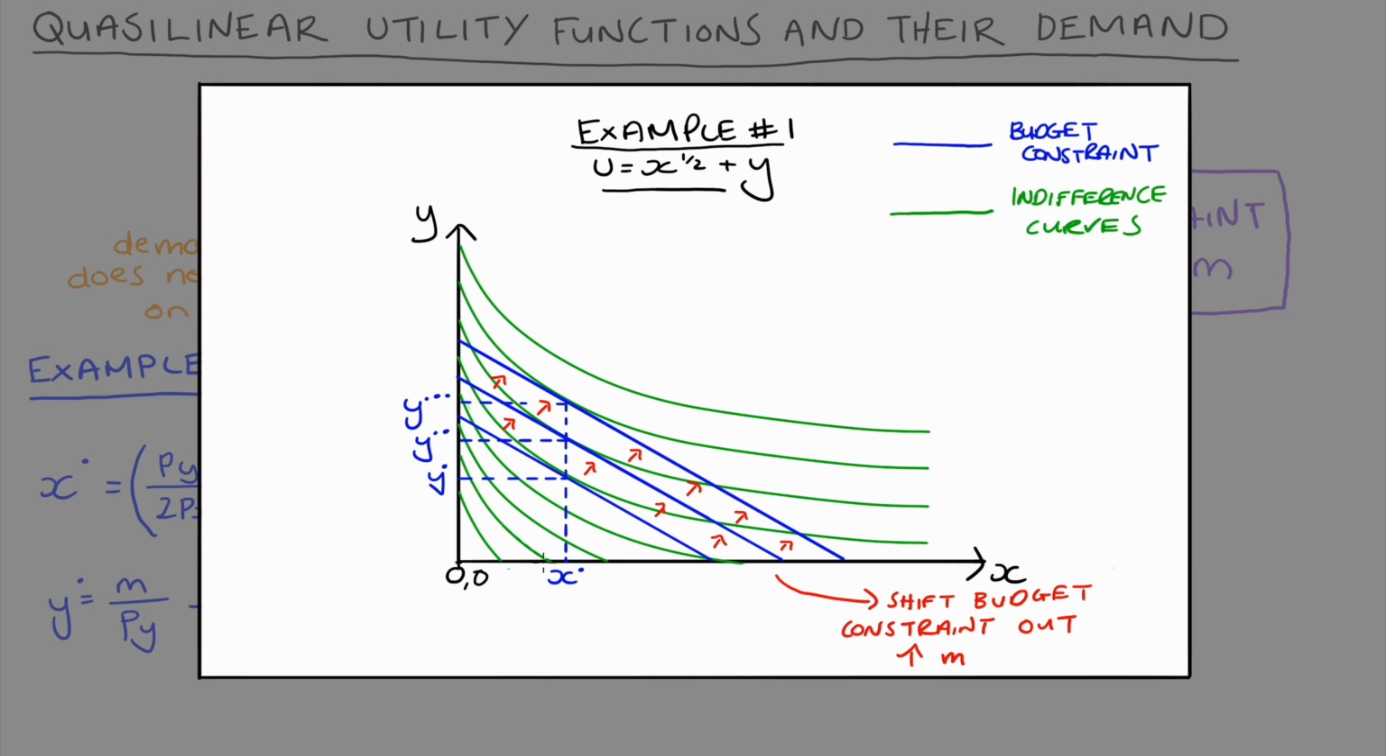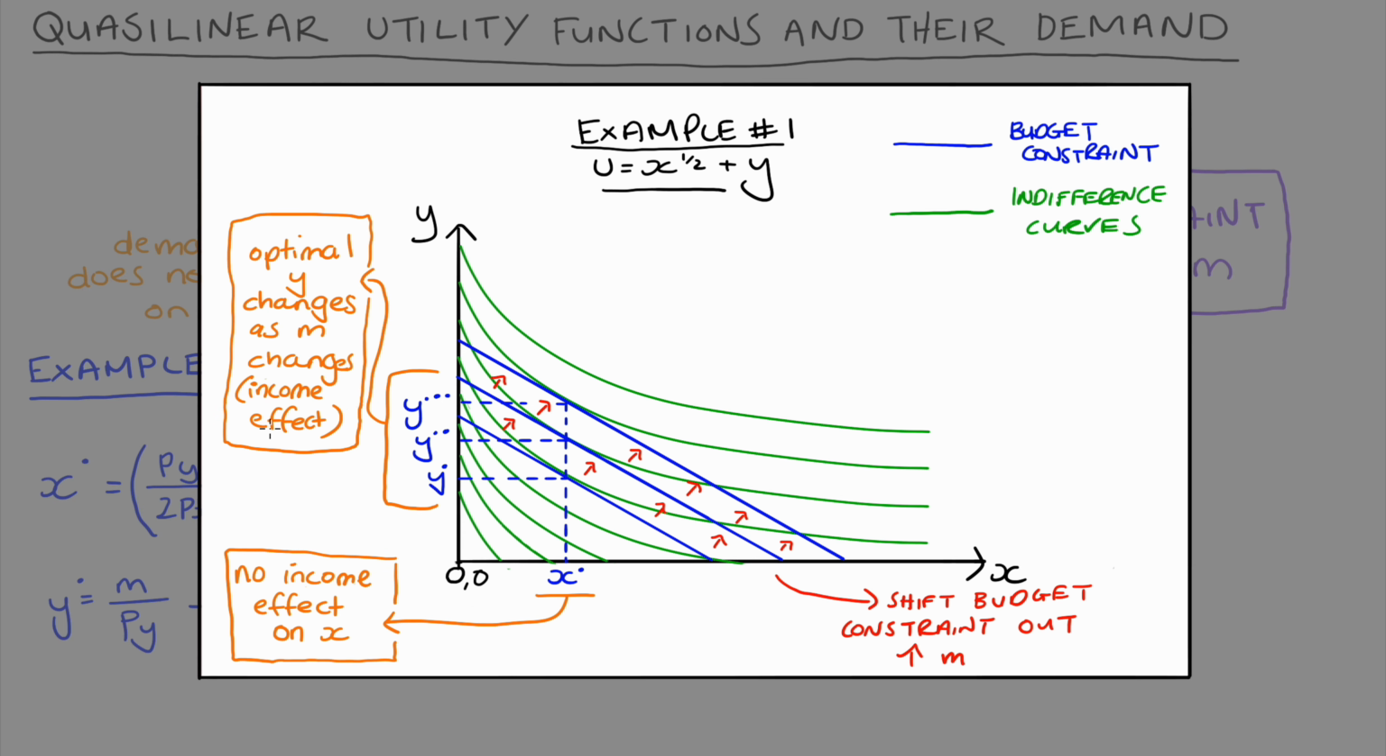Now there is an income effect on y. As income increases, y star does indeed increase. And we saw that in our demand equation for y, m did figure in that demand equation, but no income effect on x as long as we have an interior solution. Now there can be an income effect at very low levels of income. This will be a characteristic of one of our corner solutions, so I'll discuss that in part 2.